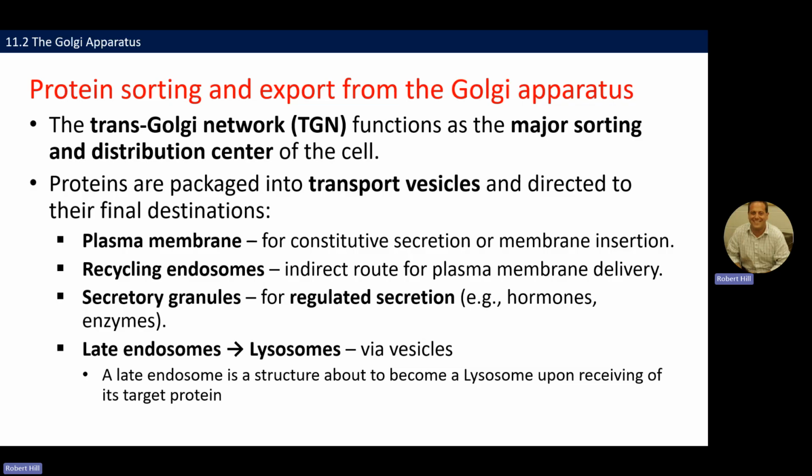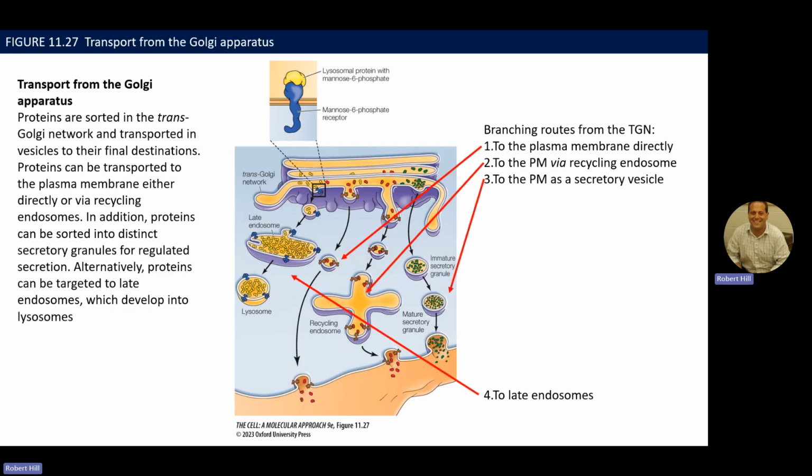So there are also what are called recycling endosomes, which are like an indirect route to bring a vesicle from the Golgi to the plasma membrane. And then there's also secretory granules, right? These are going to be targeted for secretion, things like hormones and enzymes. And the other type of endosome is a late endosome. Right? These ones are going to become lysosomes. All right, so look at this figure, just to understand all these different.